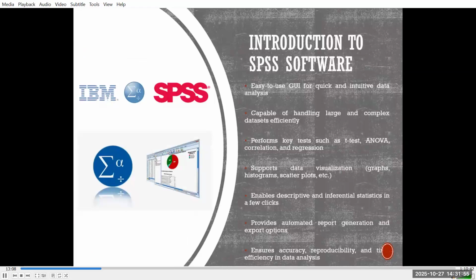SPSS stands for Statistical Package for Social Sciences, but it's widely used in food research too. It has an easy graphic interface, so we don't need to write code. It handles larger data sets very efficiently, and performs key analyses like t-test, ANOVA, correlations, and regression with just a few clicks. It also helps to create graphs and charts for the report.